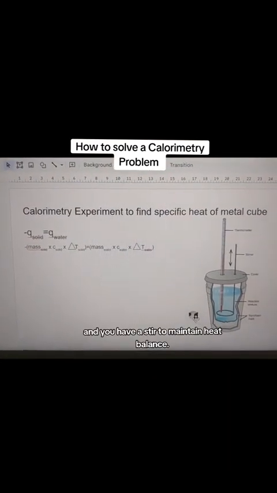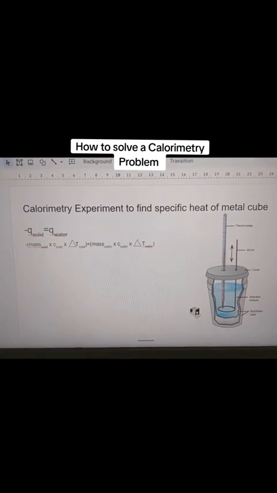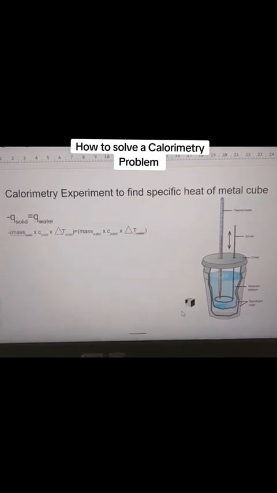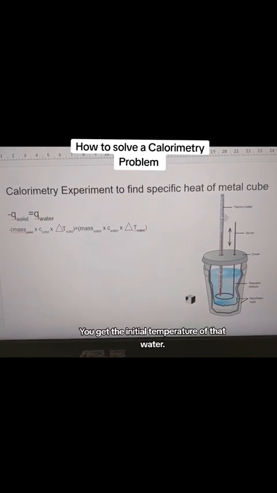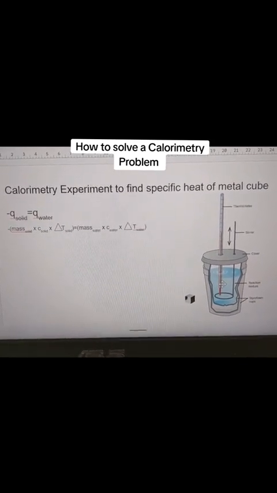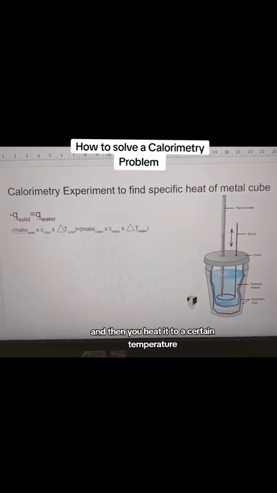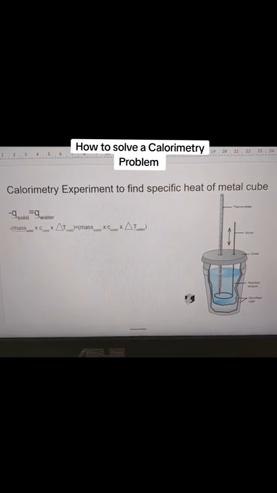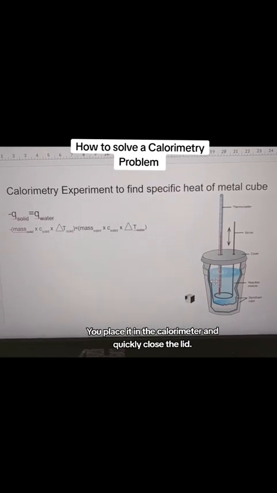In chemistry, a calorimetry experiment is used to find the identity of a metal. This is how the experiment works. You get the mass of the water inside the calorimeter. You get the initial temperature of that water. You get the mass of the piece of metal, and then you heat it to a certain temperature and you record the initial temperature of that metal. You place it in the calorimeter and quickly close the lid.